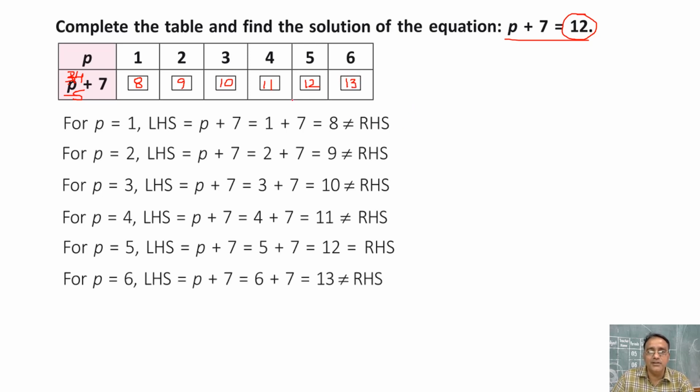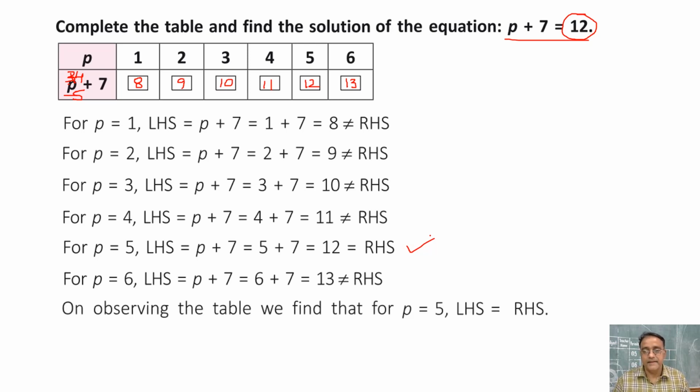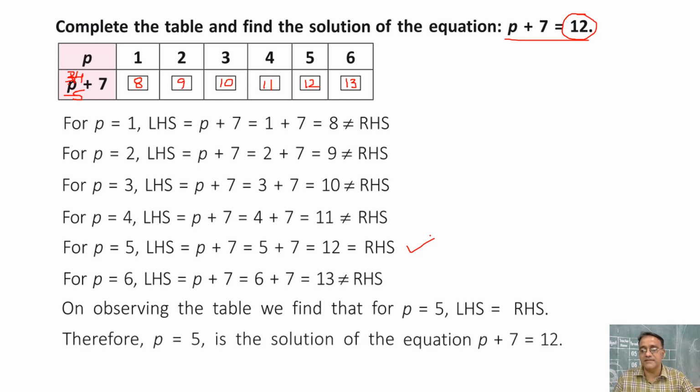So out of all these values, for only one value of p the equation is satisfied, that is p is equal to 5. For p is equal to 5, LHS and RHS are both equal. So therefore p is equal to 5 is the solution of the equation p plus 7 is equal to 12. Any doubt in this question? No, sir. Okay. Next question.